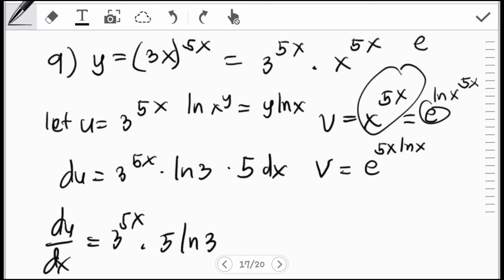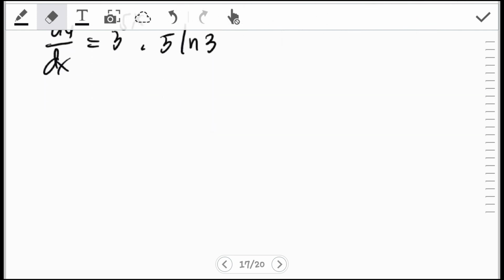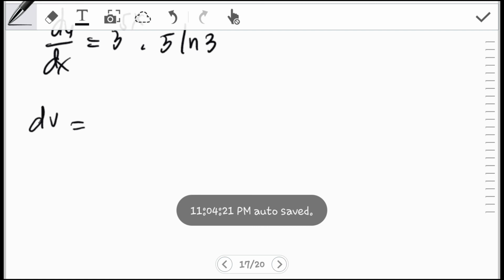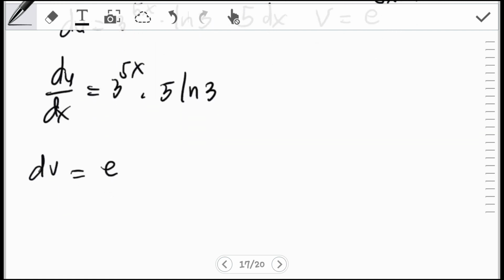So now we can derive. Okay. So where dv, that is equivalent of e to the power 5x ln x.